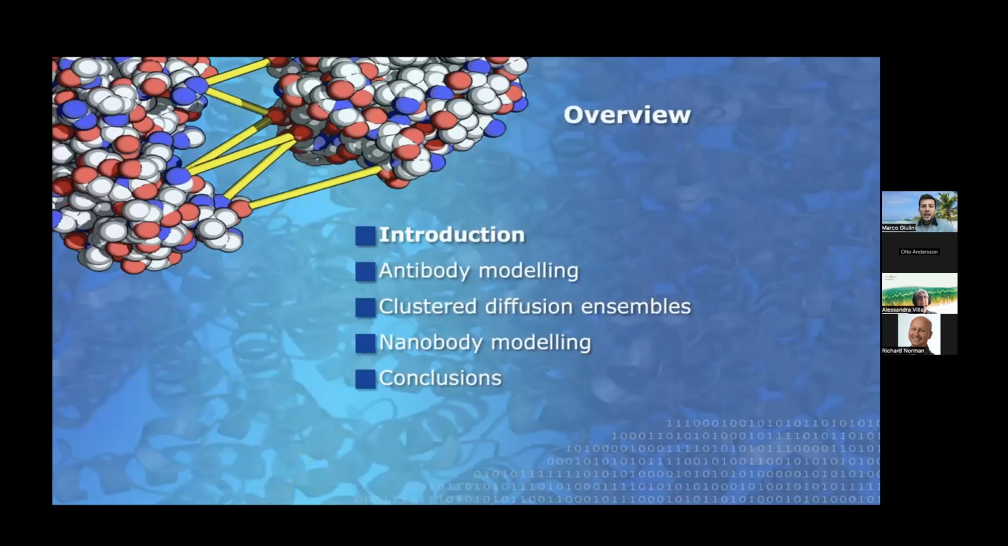So let me start with an overview of my presentation. We will start with an introduction about antibodies, what they are, why they are important. Then we will move to the problem of antibody modeling, and then I will introduce a new concept that we developed in Alexander's group, that is the concept of cluster diffusion ensembles to model antibody structures. And then towards the end of my talk, I will talk a bit about nanobodies, the differences and the similarities between nanobodies and antibodies and how to model them. And then, of course, I will do some conclusions.